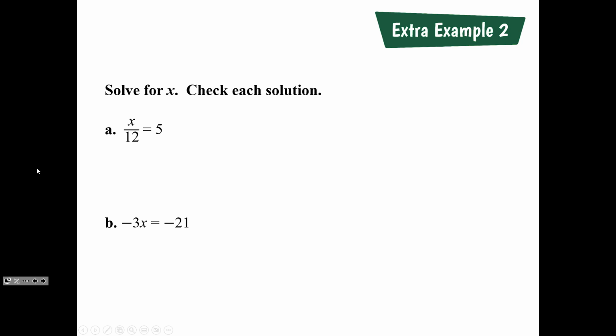So, first step, I'm going to write out the equation. x over 12 equals 5. Okay? So what's happening with our x? It's being divided by 12. So what's the inverse of division? What do we say? Multiplication. So we're multiplying each side by 12. When we do that on the left-hand side, what are we left with? Just x, because our 12 cancels out. And then we're left with 5 times 12. What's 5 times 12? 60. So our x is equal to 60.